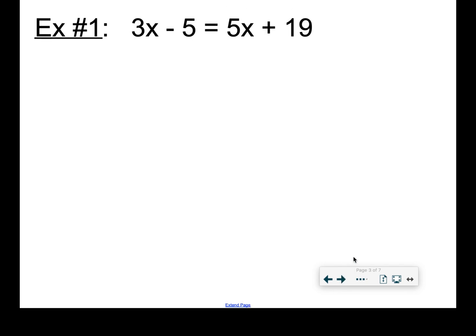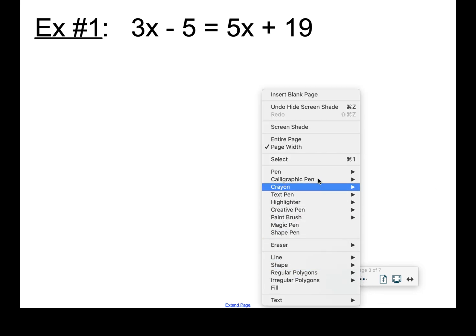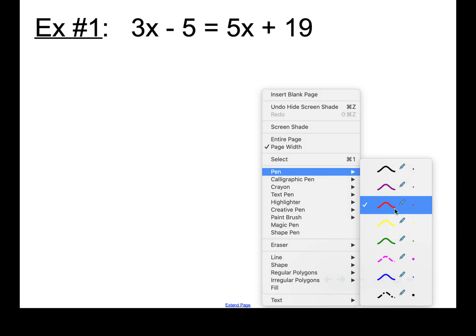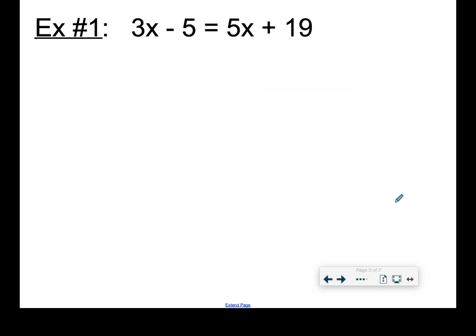So example number one, we're going to go through and solve this. If you take a look at this problem, there is 5x plus 19 on the right-hand side and 3x minus 5 on the left-hand side, and we're going to try to solve that. Well, we said step number one was eliminate any fractions. Can't do that here, we don't have to worry about that.